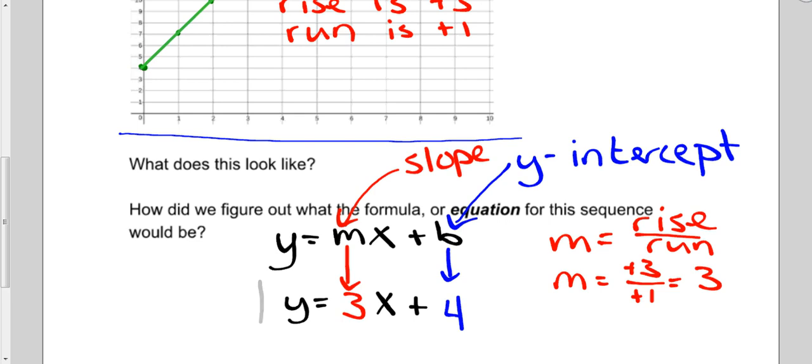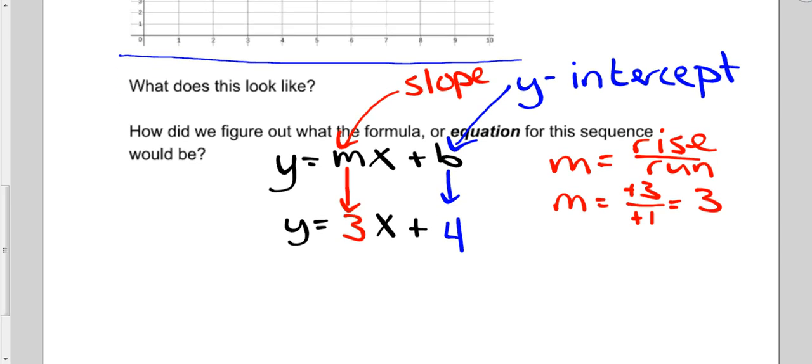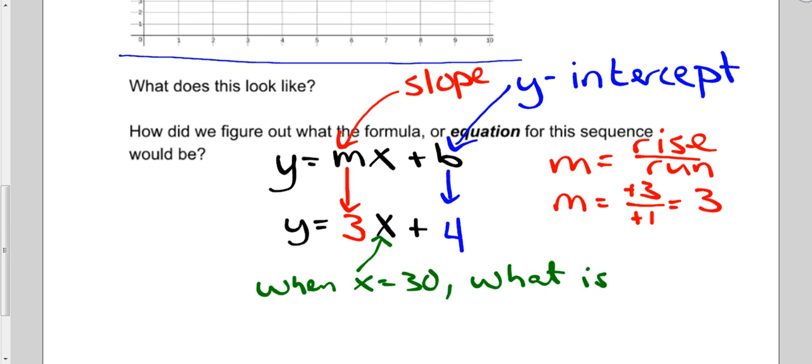Now if I asked you, what is the 30th term for this sequence? Or in other words, when x equals 30, what is y? So when x equals 30, very simply, I stick 30 into my equation.